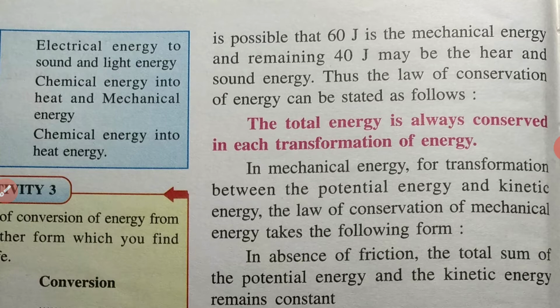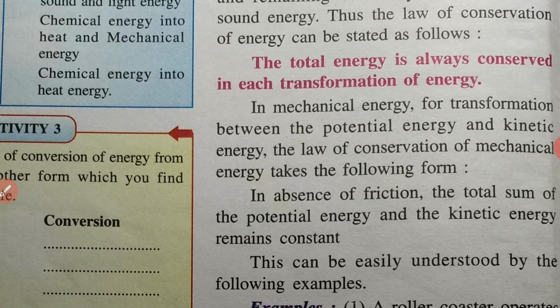each transformation of energy. So whenever the energy is getting transferred, if 100 joules is getting converted into some other forms of energy, if I add all of them, I should get 100 joules only. I cannot get 101, neither will I get 99. Which means energy can neither be created nor can it be destroyed. So this is actually the law of conservation of energy.